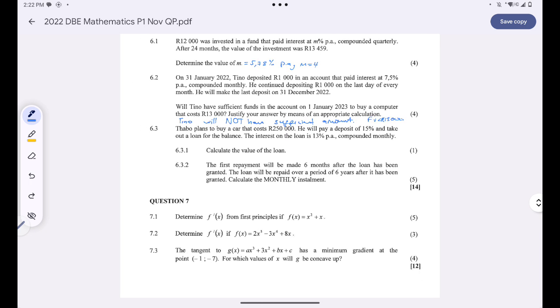We are told that Thabo plans to buy a car that costs 250,000 rands. He will pay a deposit of 15% and take out a loan for the balance. The interest on the loan is 13% compounded monthly. Calculate the value of the loan.